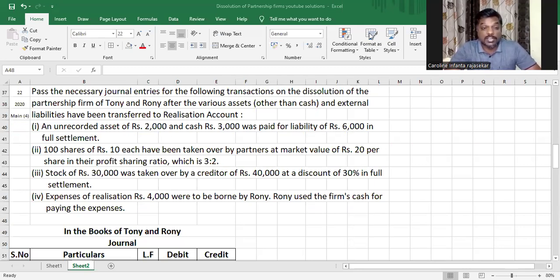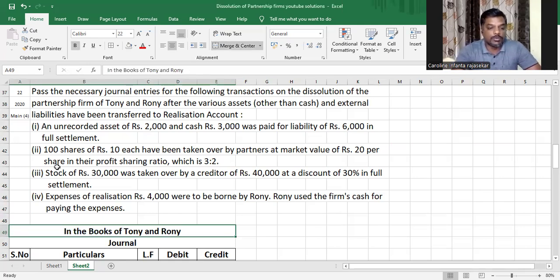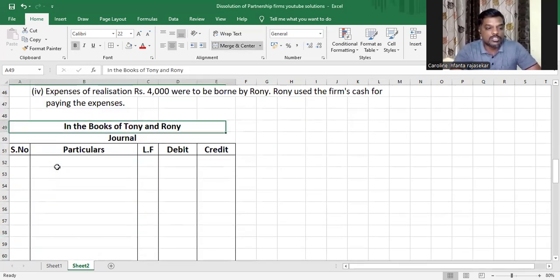Pass the necessary journal entries for the following transactions on the dissolution of the partnership firm of Tony and Rony after various assets and liabilities have been transferred to realization account. So basically, all the assets and liabilities have been transferred. Our job is just to realize the assets and settle the liabilities. And they've given us 4 transactions. I prepared the format here for you of the journal, and now we're going to solve.